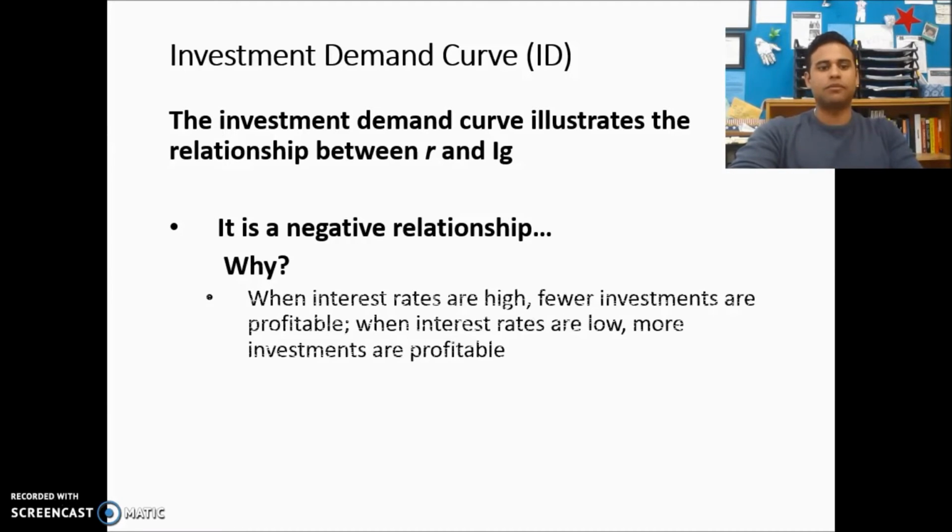Why is this a negative relationship? Well, there's your explanation. When interest rates are high, fewer investments are profitable. When interest rates are low, more investments are profitable. But why is that true? Most of the time, overwhelmingly, companies don't come right out of their cash on hand to invest. They actually finance those investments. So if a company wants to buy a new factory, for instance, they're going to borrow money from a bank. They're going to finance that. They're going to pay back that loan over time, and they're going to pay interest on that money. Okay, so why would you borrow money to build a factory? Well, the reason you would borrow money to build a factory is because that factory is going to make you money, right?